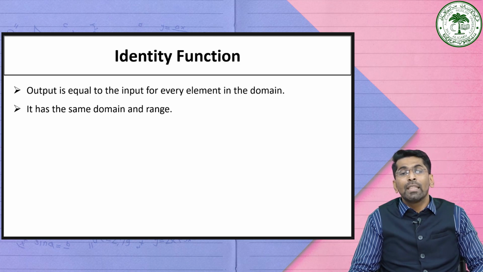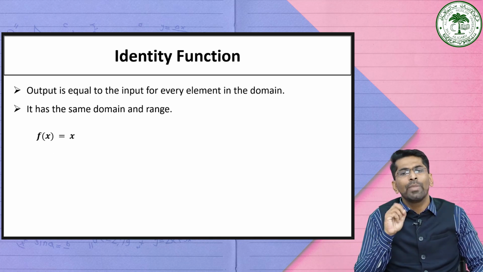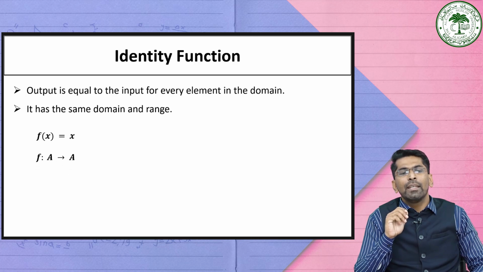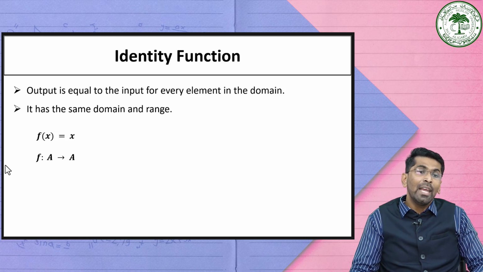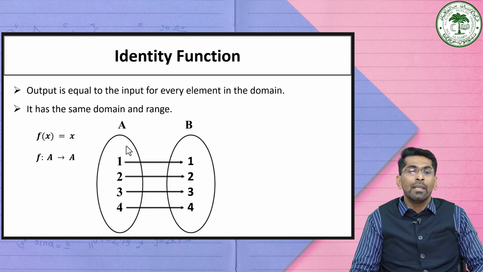The identity function can be mathematically written as, for example, f of x is equal to x, or y is equal to x. We can write this function as f is a function from A to A. See, we have a mapping diagram given here. The set A and set B, domain and codomain, are given here. We have elements 1, 2, 3, 4 here and also 1, 2, 3, 4. In the mapping, for each case, that is 1 to 1, 2 to 2, 3 to 3, 4 to 4, the output of the function is exactly equal to the input.